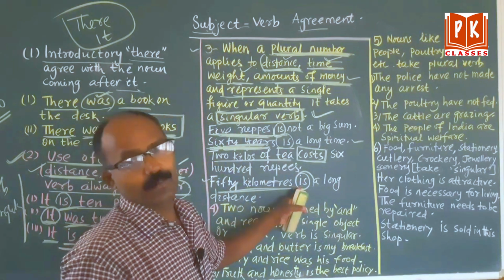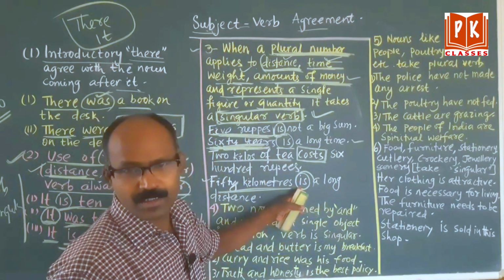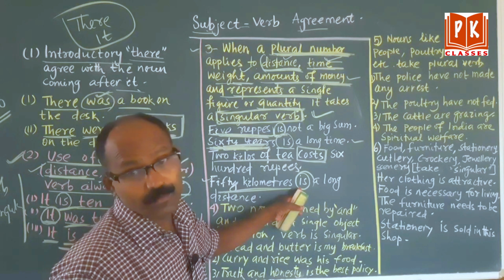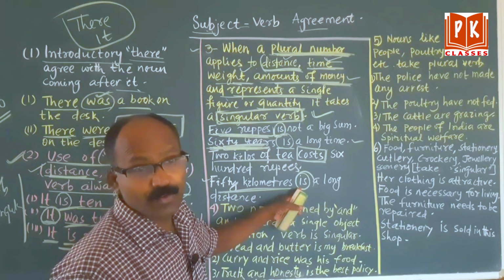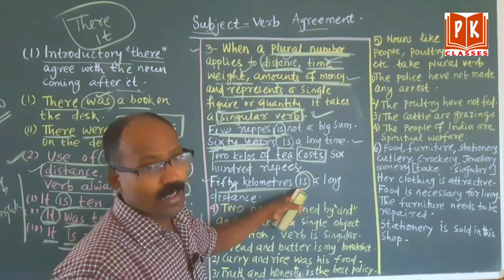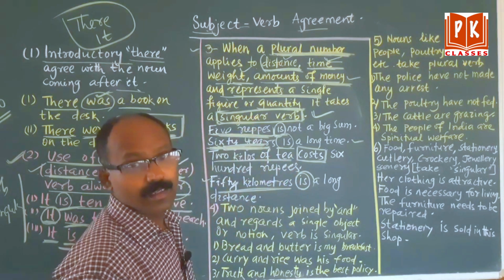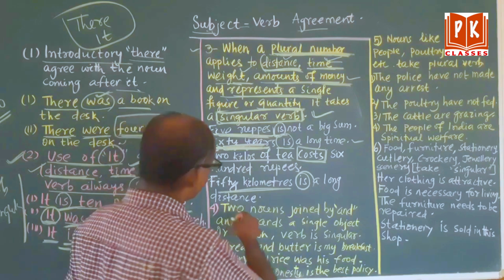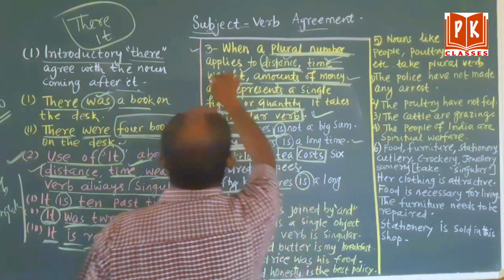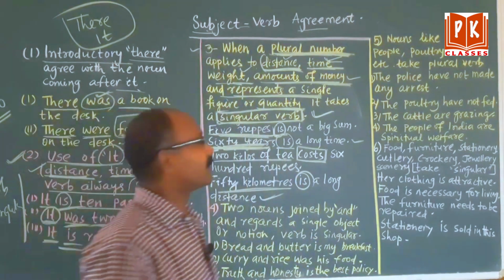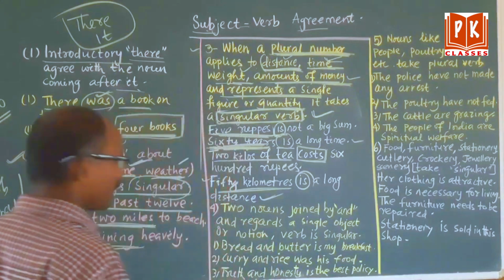Verb became singular. Please remember, these types of questions are coming in different competitive exams and entrance exams. These will make you confused. Clear? This is known as subject-verb agreement. Okay? Then come to the next one.